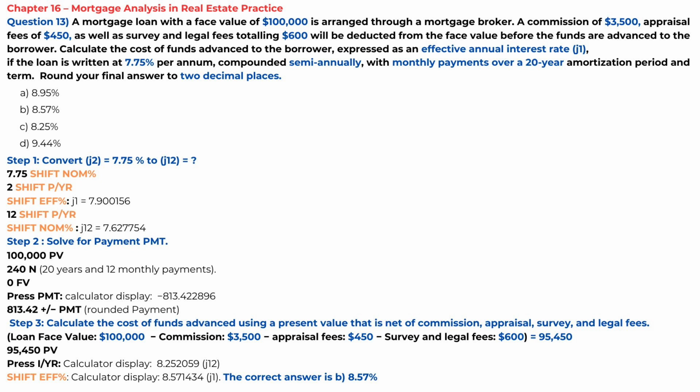Step 3. Calculate the cost of funds advanced using a present value that is net of commission, appraisal, survey, and legal fees. Loan face value minus commission $3,500 minus appraisal fees $450 minus survey and legal fees $600 equals $95,450. Now let's set our loan face value, which is PV, $95,450 PV. Press I/YR, calculator displays 8.252059, that is J12 equals 8.252059. Shift Effective, calculator displays 8.571434, which is J1 8.571434. Thus, the correct answer is B, 8.57%.